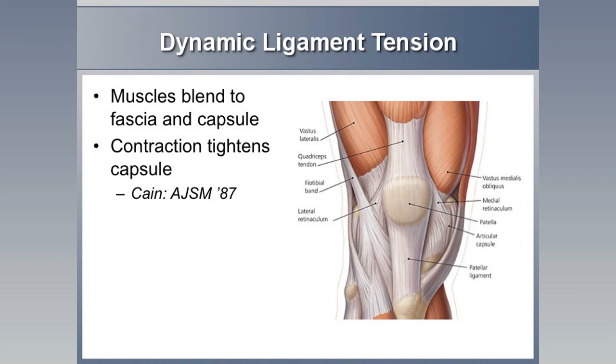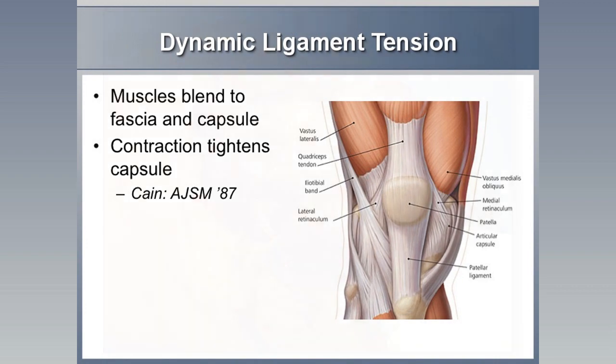All your retinacular tissue, all your patellofemoral ligaments and capsular tissue around your knee joint, it all blends in with all your muscles, your quads, your hamstrings, your groins, everything. They all blend together. You contract your quad and the whole thing tightens. Your retinacular tissue, your capsular tissue, it all tightens. Same thing as the shoulder.